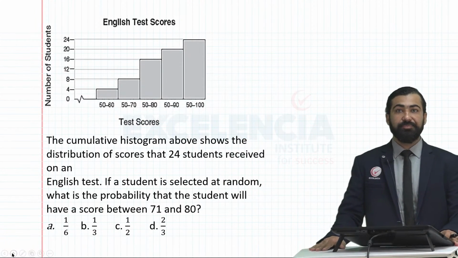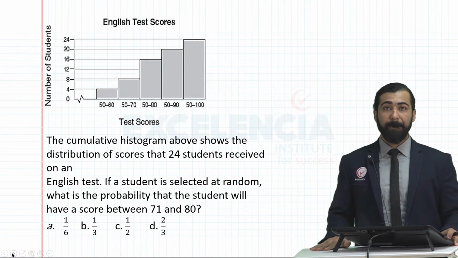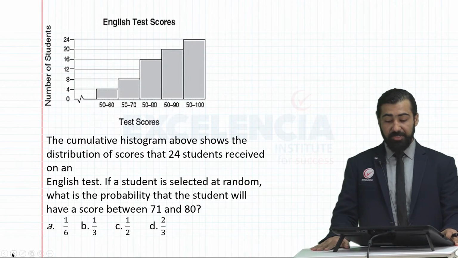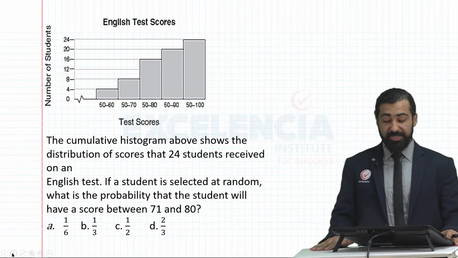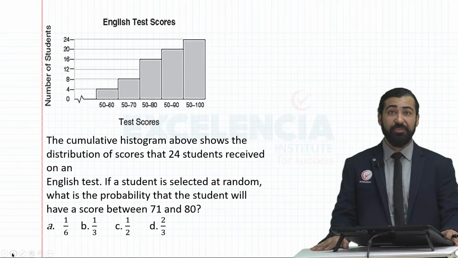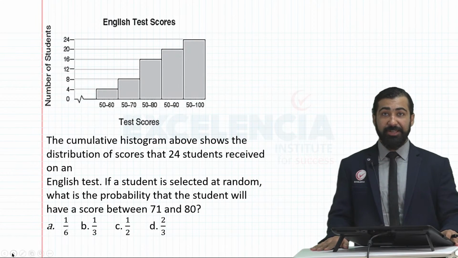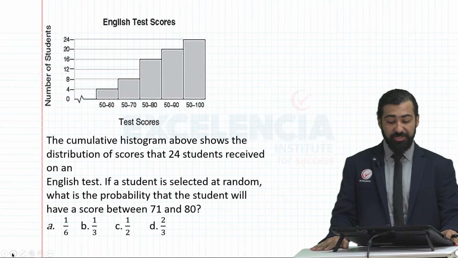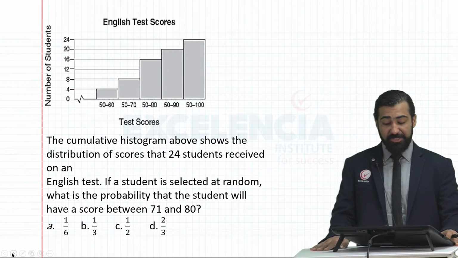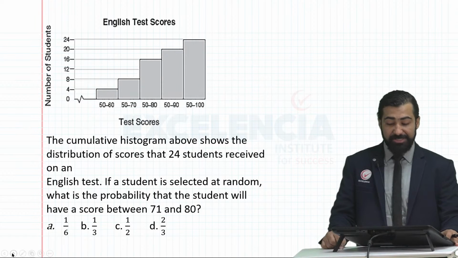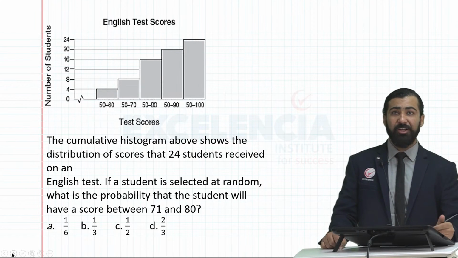Then next, the cumulative histogram shows distributions of scores that 24 students received on an English test. If a student is selected at random, what is the probability that the student will have a score between 71 and 80? Now this is cumulative frequency.